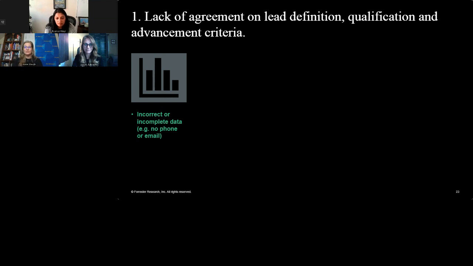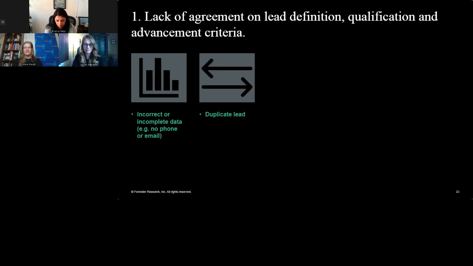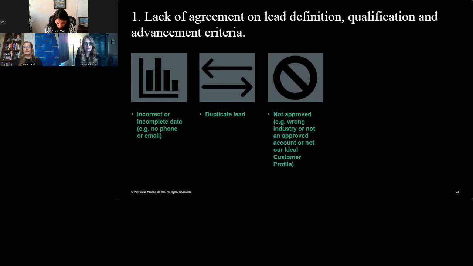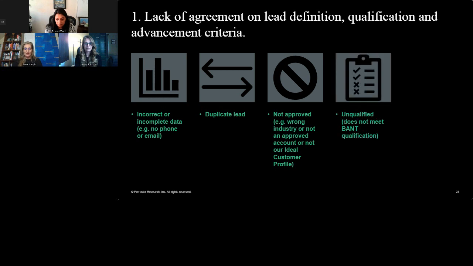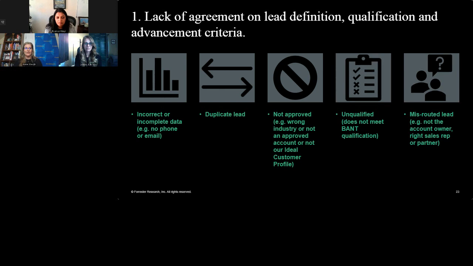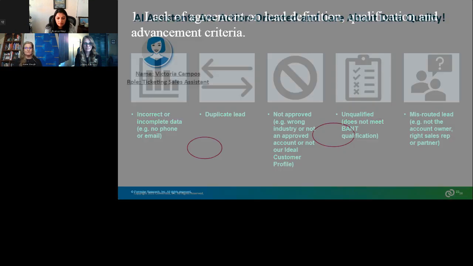We may have a duplicate lead. So sometimes things get passed twice and therefore not followed up on. Perhaps they're not approved. It's the wrong industry. It's not the right account. It doesn't fit our ICP. It's unqualified. It doesn't meet the BANT qualification. Or it could just be misrouted. It's not the right account owner or the right sales rep. And so looking at this first cause, lack of agreement on lead definition, qualification, and advancement criteria, I think Rashmi's going to walk us through how conversational AI can really mitigate this first cause of underperformance.